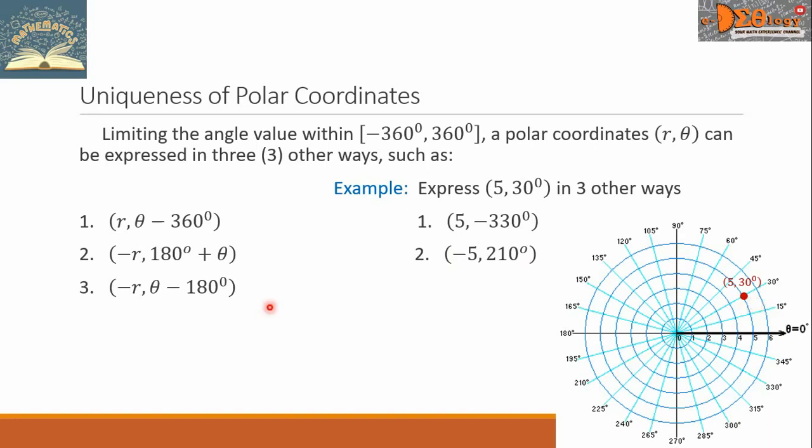For the third polar coordinates, we have negative 5, negative 150 degrees. Let us generate this point. The angle is negative, so it will be generated on a clockwise direction. The 150 will stop here, and then the negative 5 radius will eventually describe the same point, that is the 5, 30 degrees. These are the final answers.